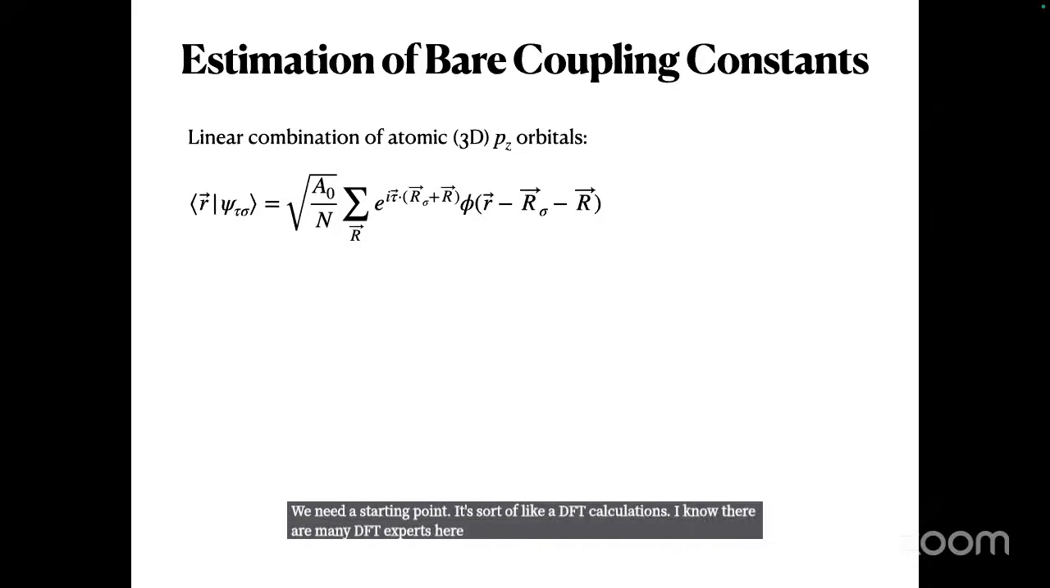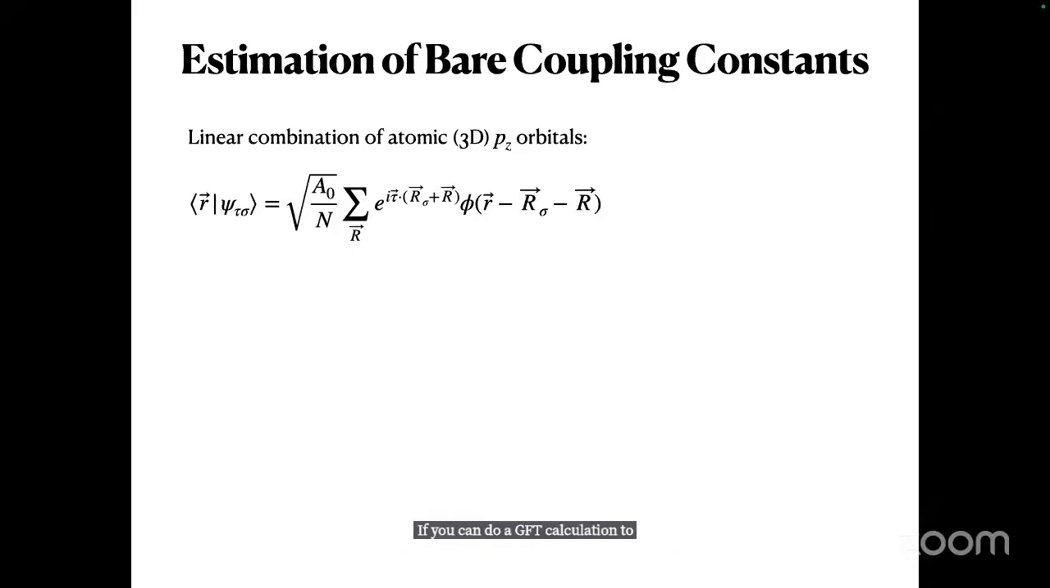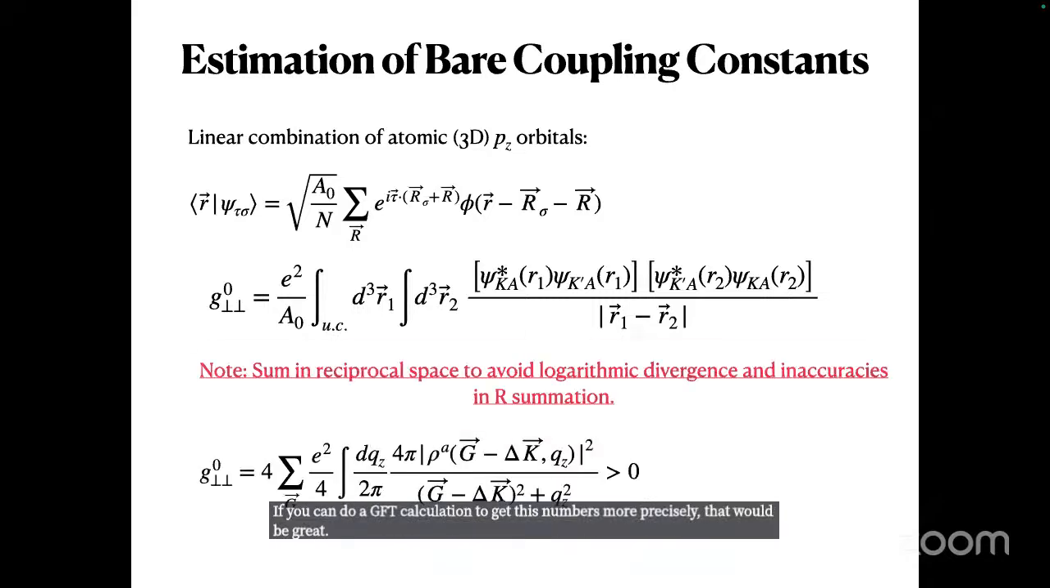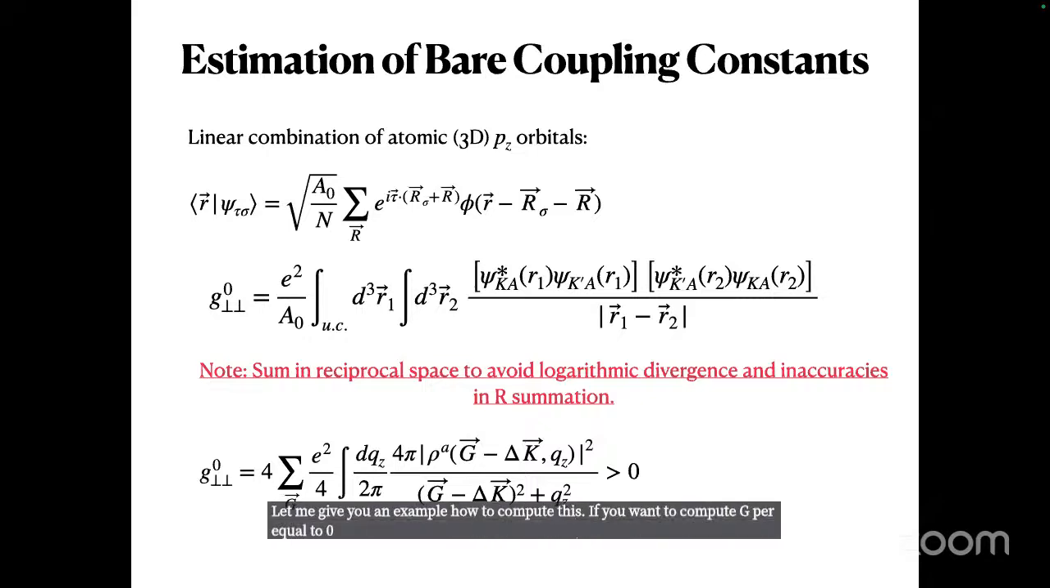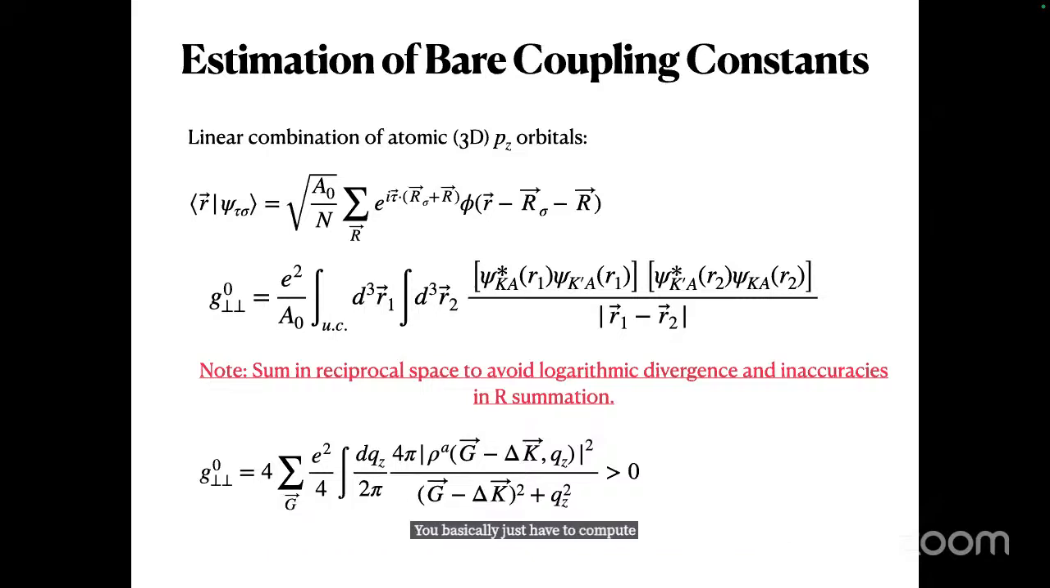If you can do a DFT calculation to get these numbers more precisely, that would be great. Okay. And let me give you an example of how to compute this. If you want to compute G perp equal to 0, one of the coupling constants, you basically just have to compute this overlap charge. So this overlap charge is between opposite valleys. Okay, so we want to take this expression at Ka and Hermitian conjugate K prime A, and evaluate this R2, R1, and compute this 6-dimensional integral.